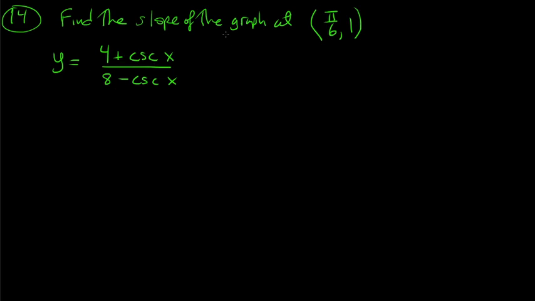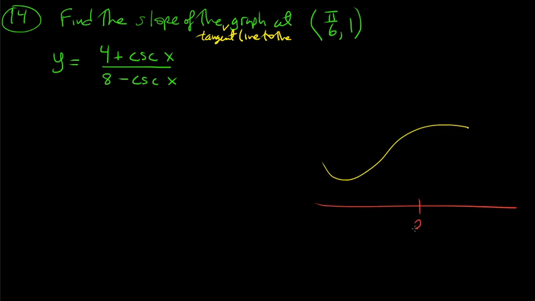Okay, so the first thing I would say here is that their language is a little bit sloppy. It's not the slope of the graph, it's the slope of the tangent line to the graph, right? So you have some graph, right? We don't say it's the slope at x equals 2. We say it's the slope of the tangent line at x equals 2, right? But, okay, slope of the graph, slope of the tangent line to the graph, same thing.